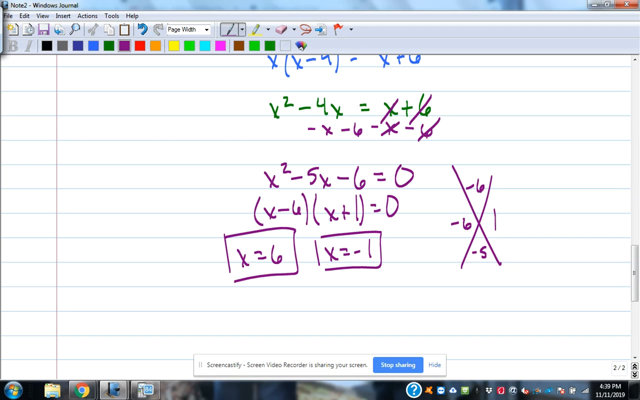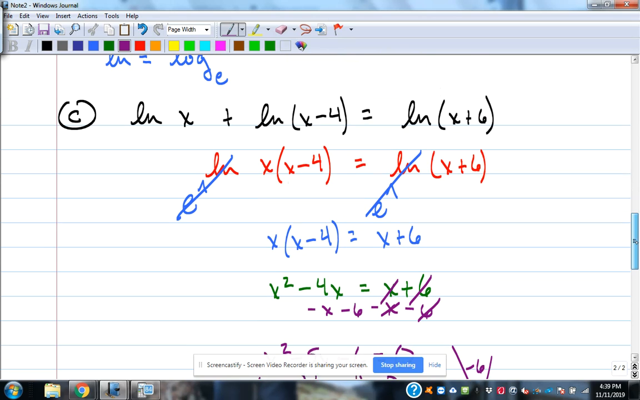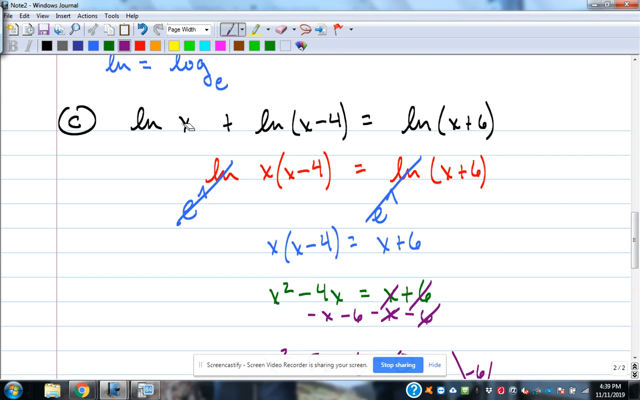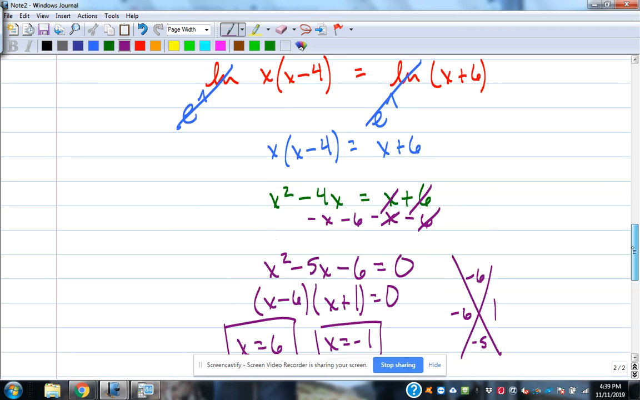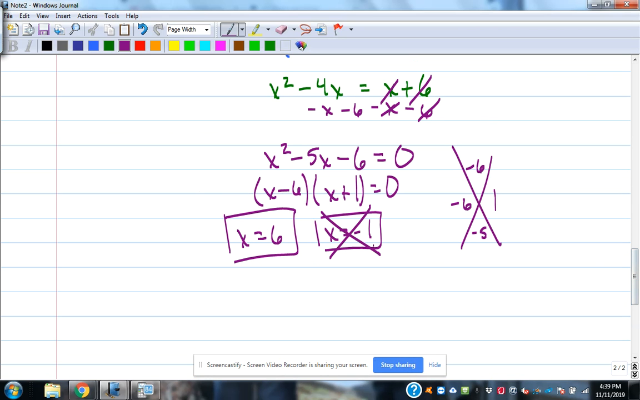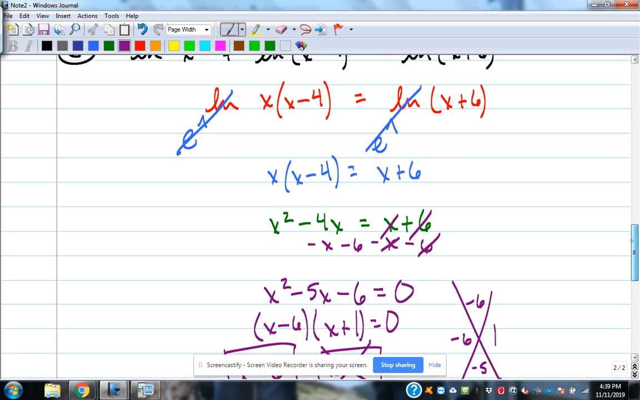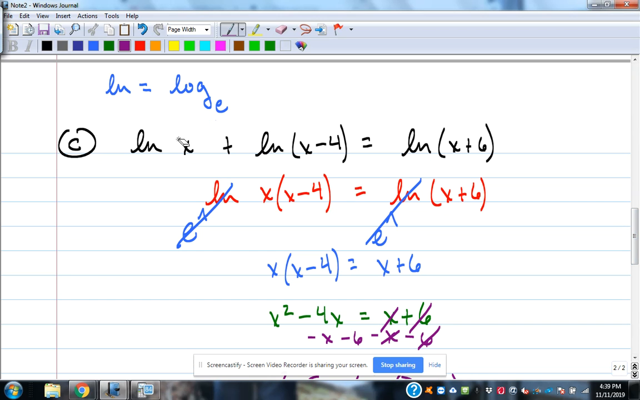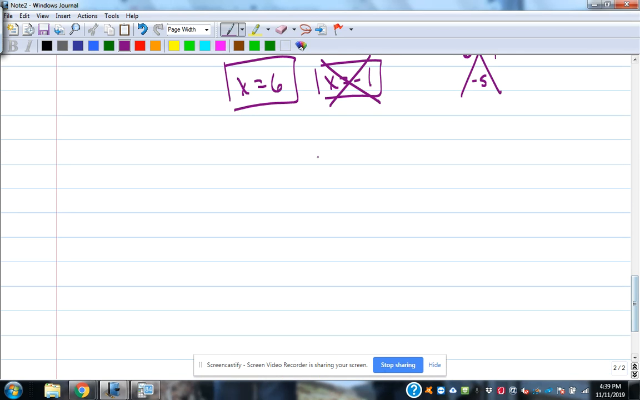Go back to the original problem and we check those. I think -1 is pretty suspicious because it's negative, and right off the bat when I go into that first term, the natural log of -1, that's the log of a negative. I can't do that. That's not possible, so I'll mark that one out. Now I'm going to check the 6, make sure it works. 6 minus 4 is 2. 6 plus 6 is 12. So I end up with a log of positives there. So I'm pretty sure that that's correct.